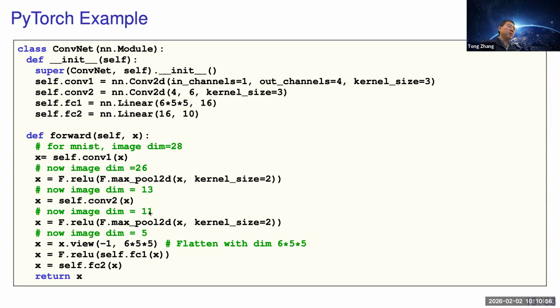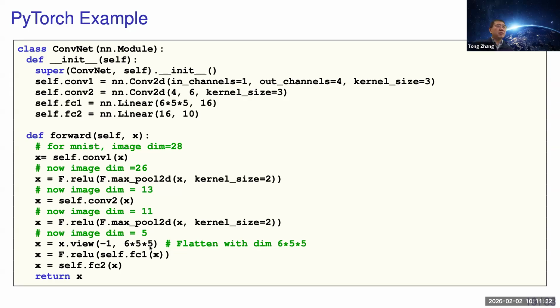So 11 divided by 2 is 5, becomes 5. So this one is max pooling. And so at this point, you have a 6 times 5 times 5, right? At this point, you could do another global pooling if you want, and then get a dimension of 6. But 6 times 5 times 5 is small enough, so we just do that.